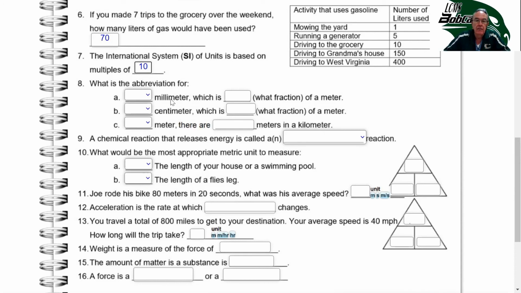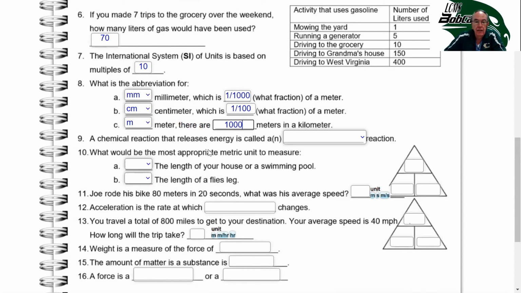What is the abbreviation for millimeter? It would be mm, which is 1/1000th of a meter. cm is the abbreviation for centimeter, which is 1/100th. Okay. Milli, like a millennium, is 1,000 years. Centi, like a century, is 100 years. M is the abbreviation for meter, and there are 1,000 meters in a kilometer.